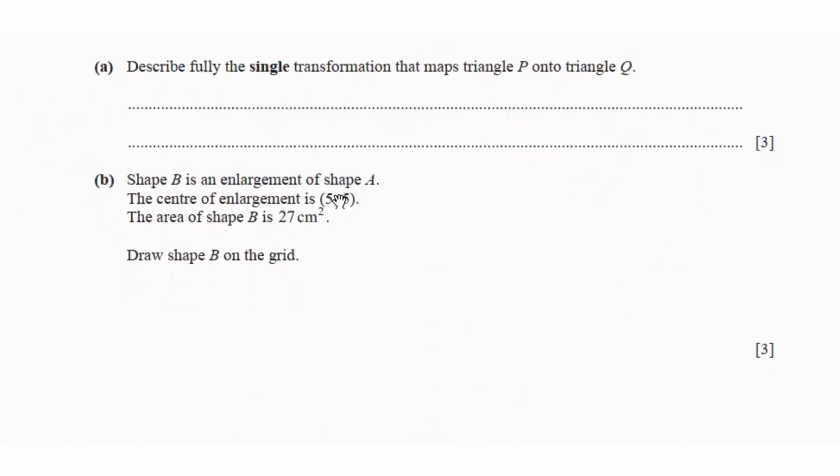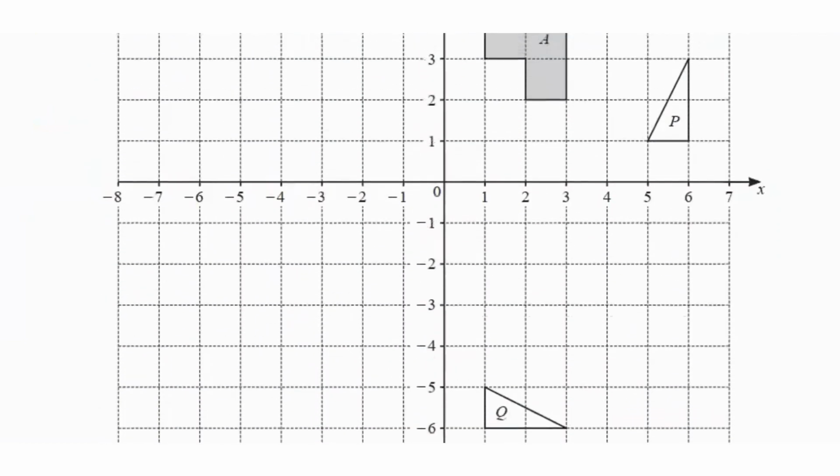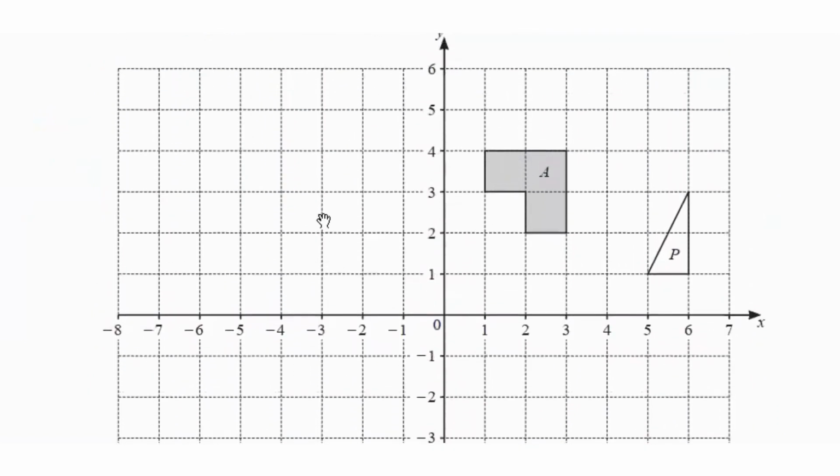Shape B is an enlargement of shape A. The center of enlargement is 5, 5. The area of shape B is 27. Draw shape B on the grid. So 5, 5 is our center of enlargement, so that's going to be over here. And the area of shape B is 27.